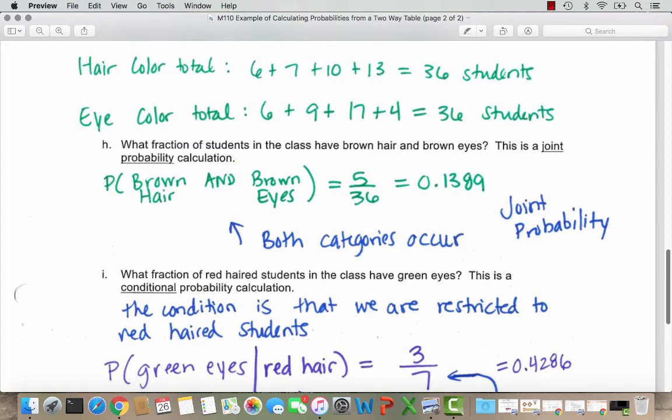Question I asks us, what fraction of red-haired students in the class have green eyes? So we are not looking at all 36 students anymore. We are just looking at the red-haired students. This is known as a conditional probability calculation because we're limiting who we're looking at. We're restricting our calculation in some way. So in this case, the condition is that we are restricted to red-haired students.